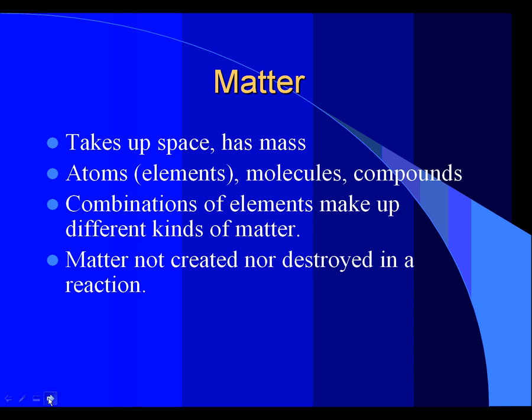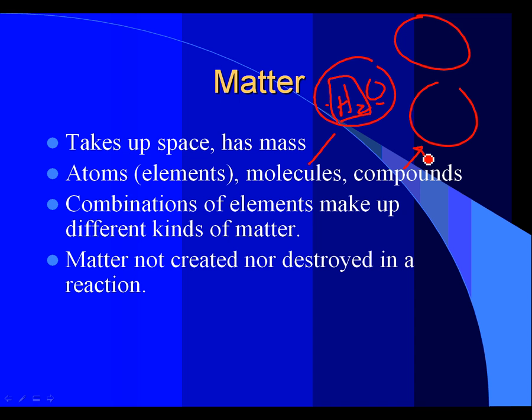Water, for example, and its properties that we've spent a little bit of time with already, is a compound. A molecule of water, one molecule of water, is H2O, 2 hydrogens and 1 oxygen. Okay? And then a whole bunch of those water molecules together is the compound water. Combinations of elements make up different kinds of matter.